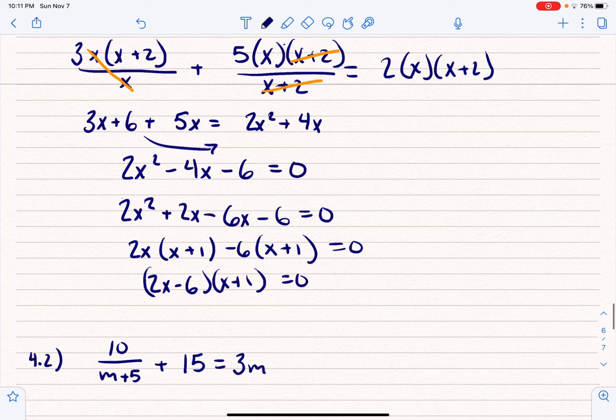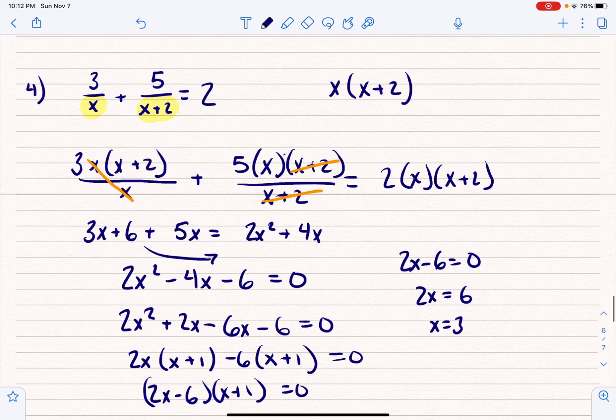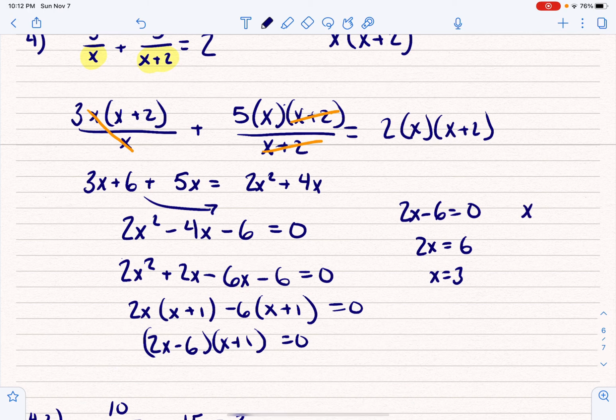So then you would have that either 2x minus 6 is equal to 0, which would mean that 2x is 6 and x is 3. Or you can have x plus 1 equals 0, which is that x is equal to negative 1.